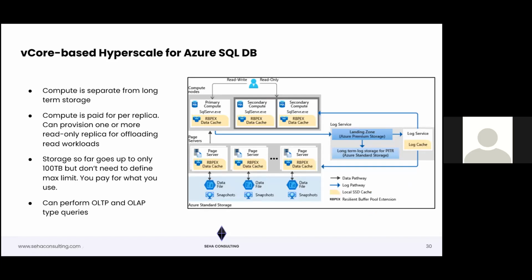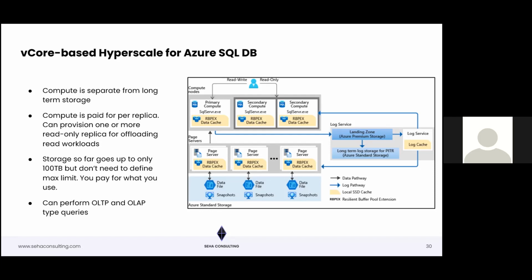The hyperscale option, we talked about Azure Synapse in a previous talk, but now this is a brand new tier that they've introduced. And for me, this is really interesting because you can perform OLTP and OLAP. Notice here, it gives you multiple computes, and the storage is really separate from the compute, and the storage can go up to 100 terabytes. Whereas with the managed instance, it only went up to 16 terabytes. With the hyperscale with the vCore model, you can go up to 100 terabytes.